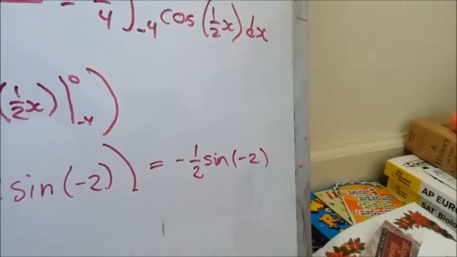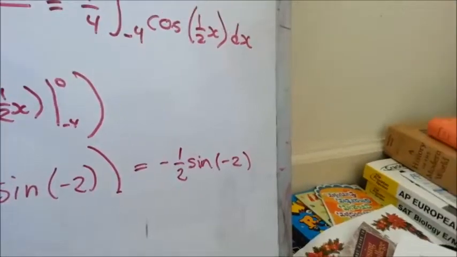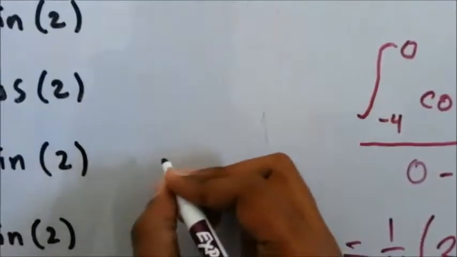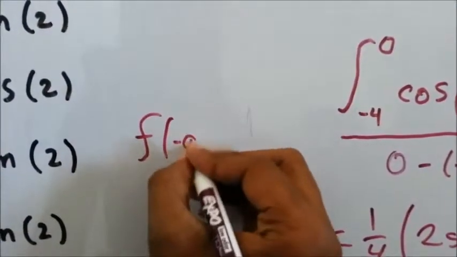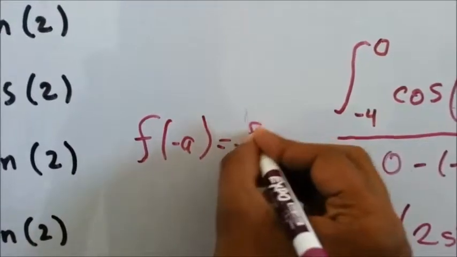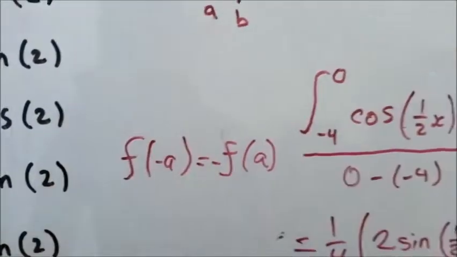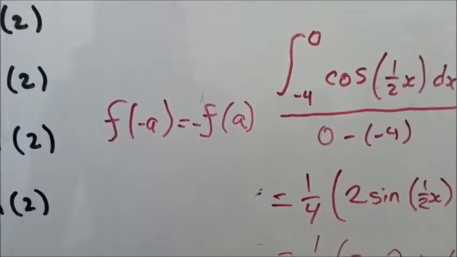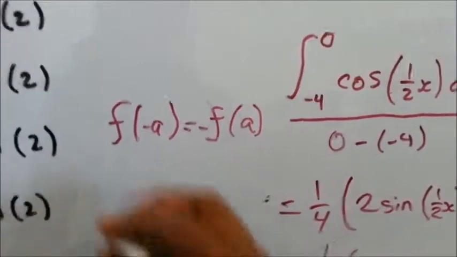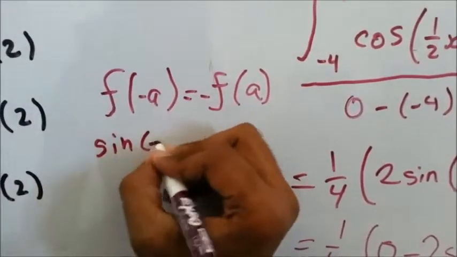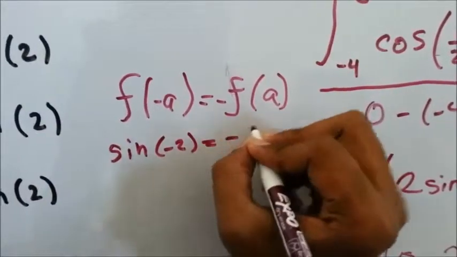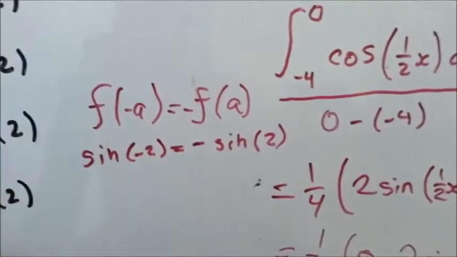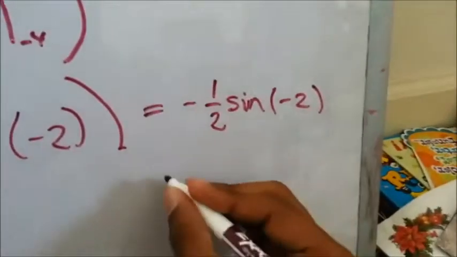Let's step back a minute and think about the sine function. The sine is an odd function. So in essence, that means that f of -a is just going to equal -f of a. And this is true of any odd function, including x cubed. So we have sine of -2. What this means is sine of -2 is just going to be negative sine of 2. So we can use this property to simplify this and get to an answer.